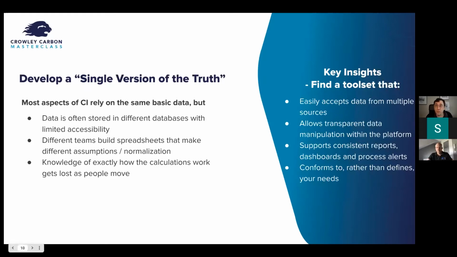What we often see, though, is that data is stored in a range of different databases with limited accessibility. And so people spend a lot of time building spreadsheets to try and draw that information together. And then they end up, as they do that, making different assumptions or normalizing the data in a different way or coming up with different metrics. And then it becomes a nightmare of trying to mesh all the different departments' thoughts back together again. So the key insight here is that you want to try and find a tool set that accepts data from multiple sources, that really is very flexible in where it can pull data from.